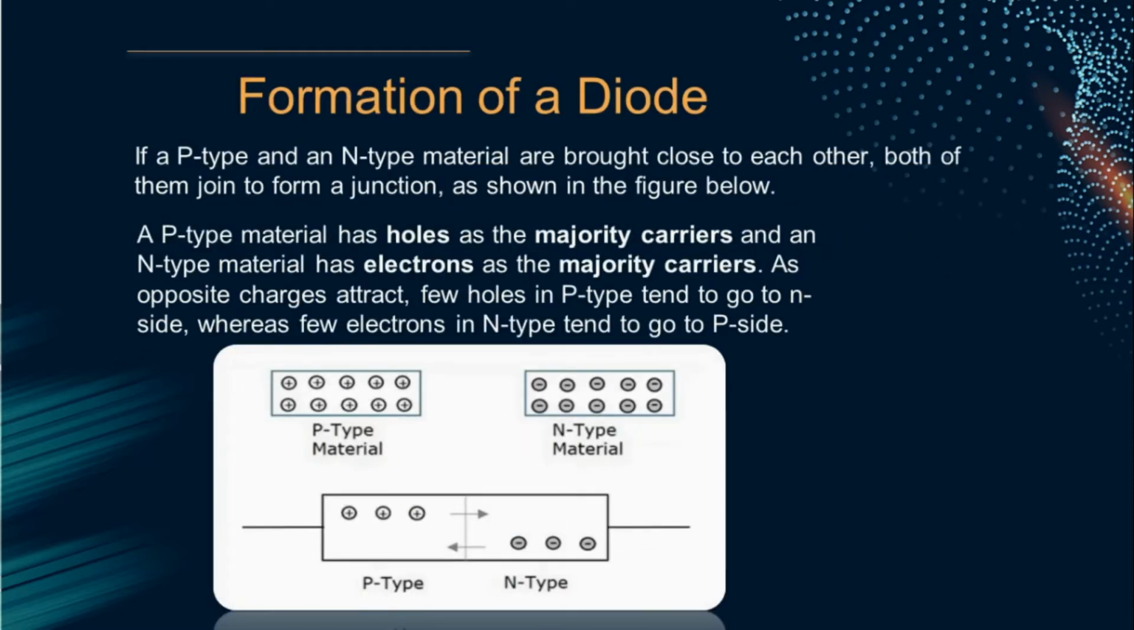Formation of a diode. If a p-type and n-type material are brought close to each other, both of them join to form a junction, as shown in the figure below. A p-type material has holes as the majority carriers, and n-type material has electrons as the majority carriers. As opposite charges attract, a few holes in p-type tend to go to the n side, whereas a few electrons in n-type tend to go to the p side.